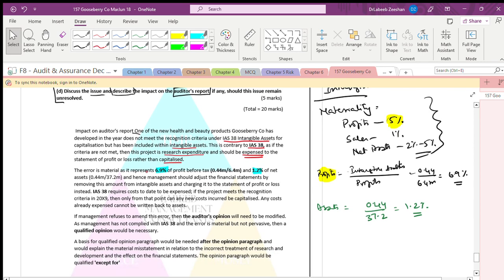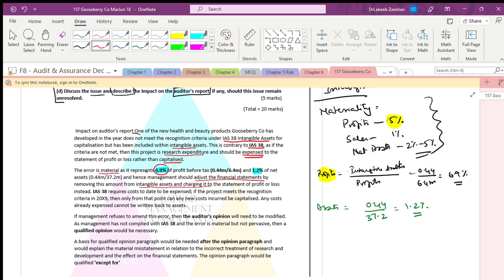The error is material. Why? It is 6.9% of the profits and 1.2% of the net assets, and hence management should adjust the financial statements by removing this amount. It is material and it has to be adjusted. We have to exclude it. We should not capitalize it. It has to be expensed.